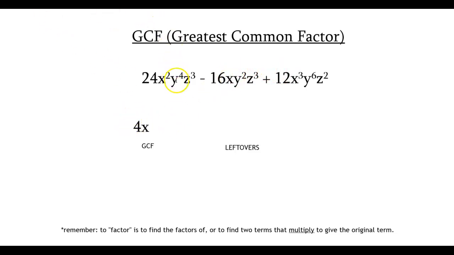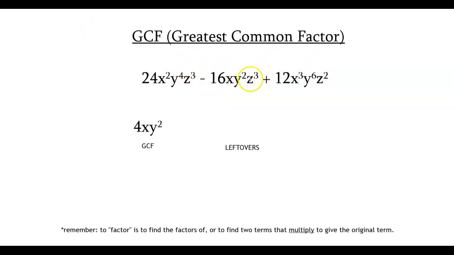Now we're looking at the y variables, y to the fourth, y squared, and y to the sixth. Which one is the smallest exponent there? Okay, it should be y squared, right? That's smaller than y to the fourth, it's smaller than y to the sixth. So I'm going to put that there. Let's finish it off here.